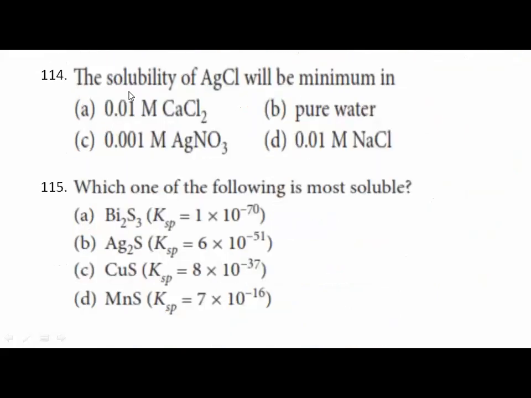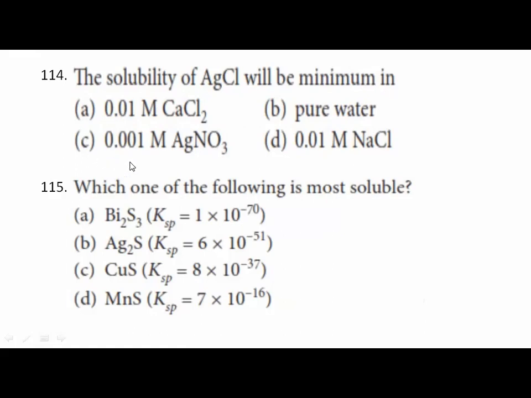Is that right? Okay. The solubility of AgCl will be minimum in. See, where there are greater number of Cl minus ions. So if you see here, there are greater number of Cl minus ions in calcium chloride. NaCl there is one. Here there are two Cl minus ions. Compared to all others, pure water does not have. This also does not have. This has only one. So solubility of AgCl will be minimum in 0.01 calcium chloride because of common ion effect. It will flourish common ions which will suppress the degree of dissociation of AgCl. Therefore, it is minimum in option A.